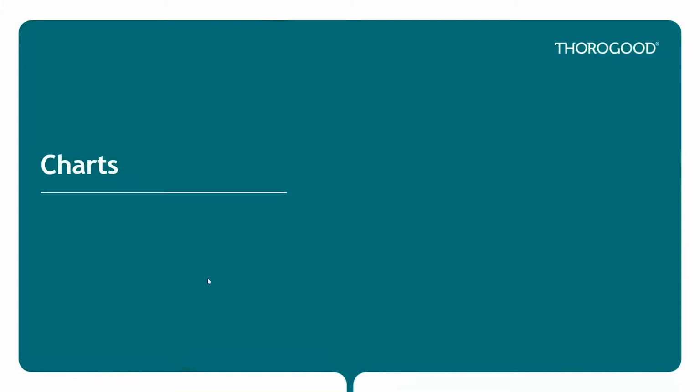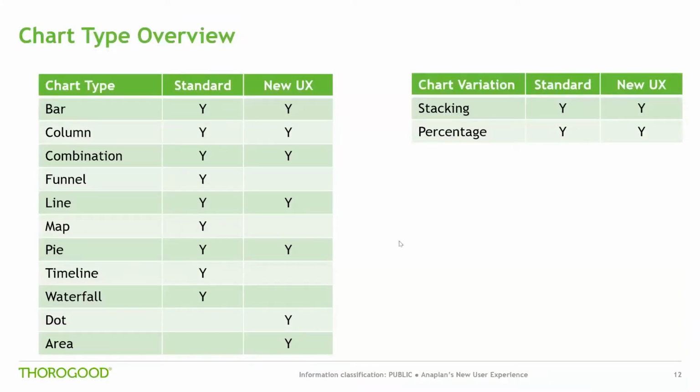So let's just pop slides and have a look at the charting functionality and what's happened there. So what I've done in this grid is just pull together what charts we have already in the standard interface and what now comes through with the new user experience. So there's a lot of commonality, but there are clearly some gaps. So if we pick out funnel, map, and timeline, I think those of you who are familiar with those chart types, they are amongst the more specialist of the chart types. So we don't have them yet in the new UX.